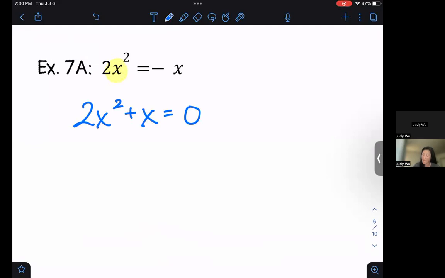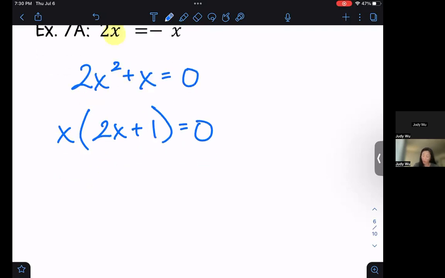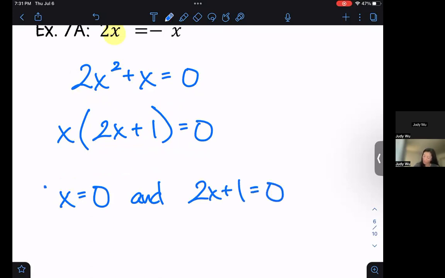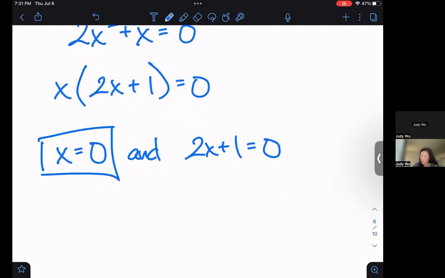Good job. All right. Now from here, we're going to factor. It looks like we can pull out an x from both terms. We're left with 2x plus 1 equals 0. And by the zero product property, I can say that x equals 0 and 2x plus 1 equals 0. This is already solved, and that's fine. But the second one, I need to subtract 1 and divide by 2. So 2x equals negative 1, x equals negative 1/2.